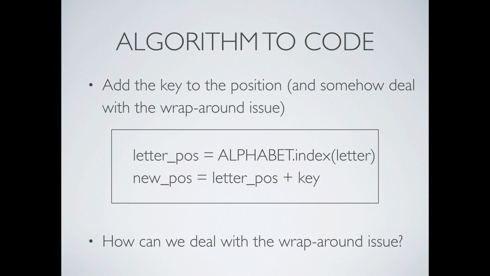Now, we did have a note to ourselves that we had to deal with that wraparound issue that we talked about. Once we hit the end of the alphabet, or the beginning, if we're going backwards, we have to wrap back around the alphabet to continue shifting in that direction. So we need to figure out a way to deal with this wraparound issue in our code, some sort of mathematical approach to deal with it.